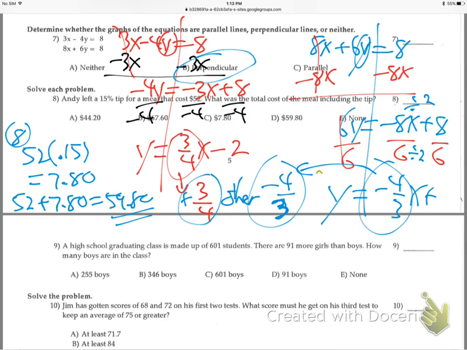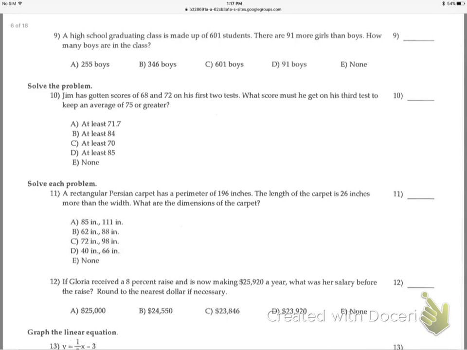Number 9, that was the most missed problem, 9 and 11. They were the top of the charts there. So let's try number 9. Did y'all get that down okay? Can I clear the screen and go for number 9? All right, number 9. 601 students. Let's start there. Wouldn't that be boys plus girls is 601 students? Good so far? Boys plus girls, 601.